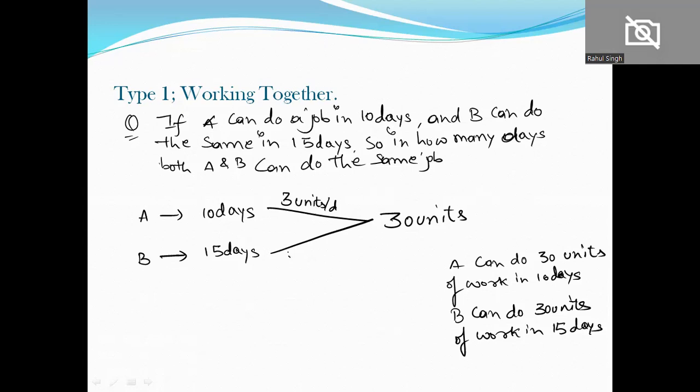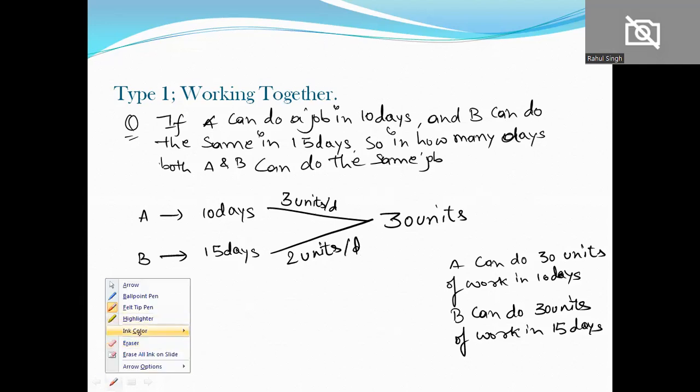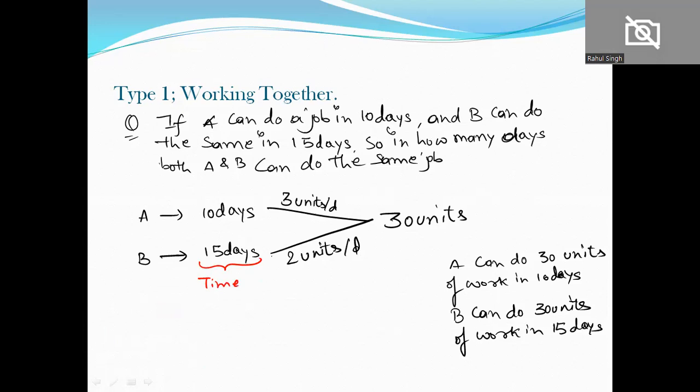So B can do 2 units of work in one day. Alright, so this is a scene of now. यहाँ पे ना, try to understand what I'm going to say. This particular part is called time. This particular part we call efficiency. Efficiency is something, in simpler words, we can put as the capability of a person, right? And this is total work.